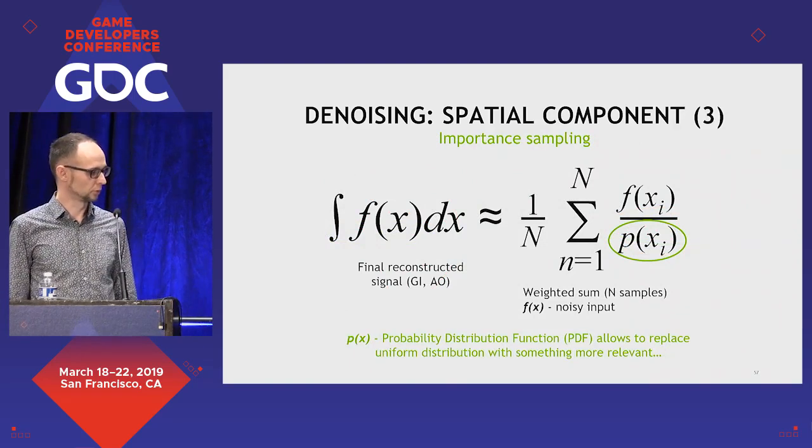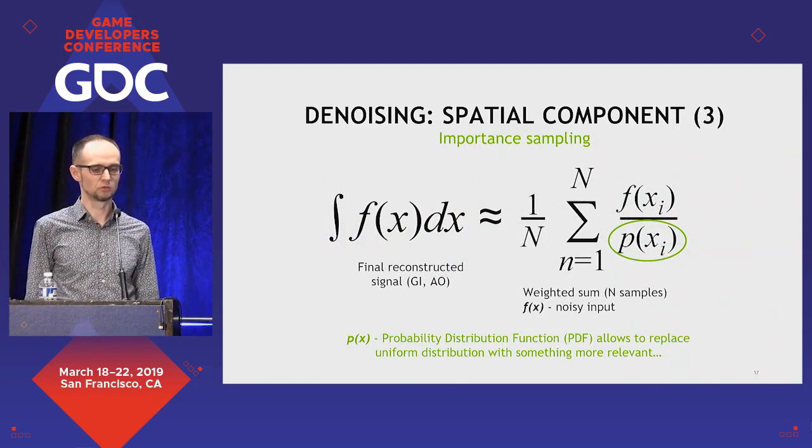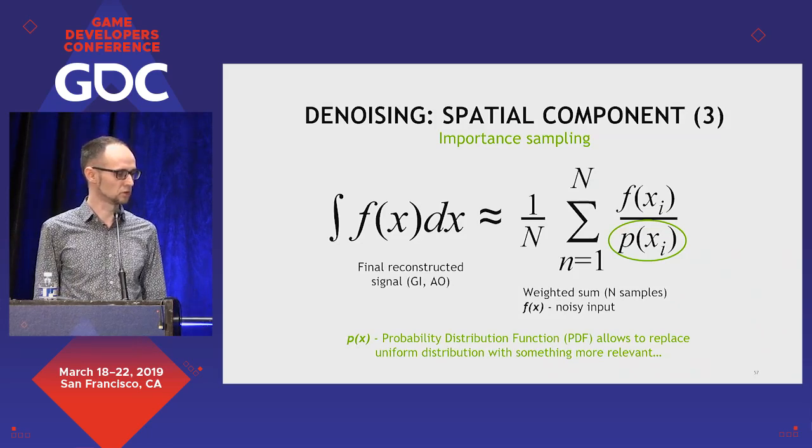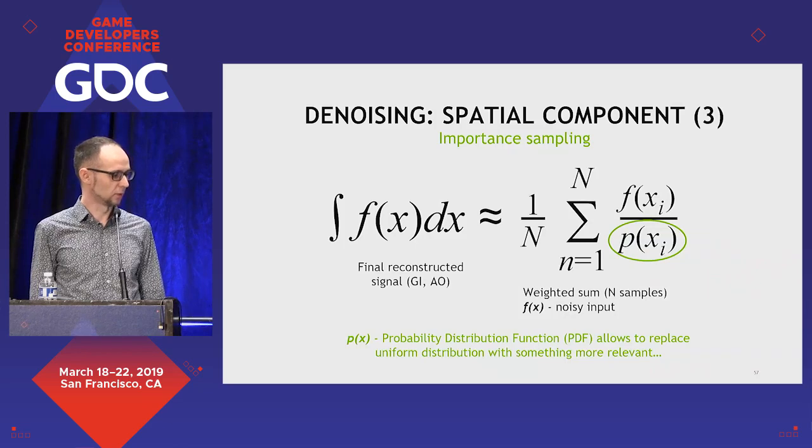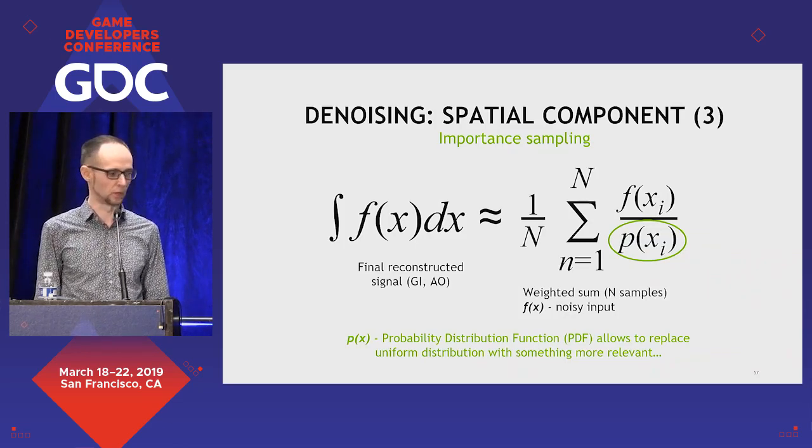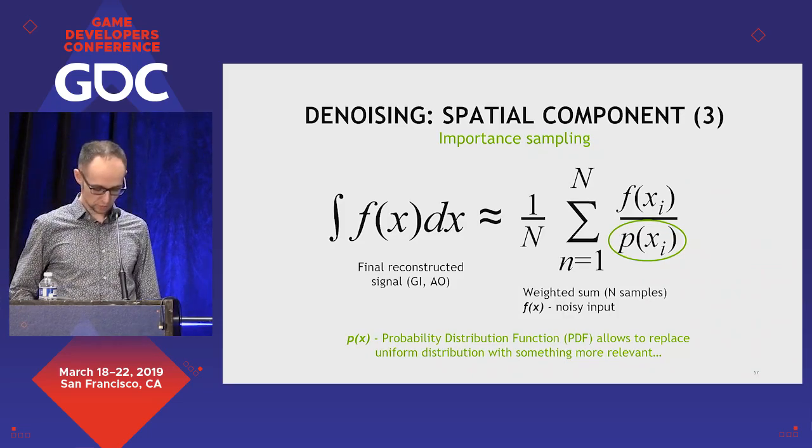Some words about importance sampling. The strict definition of Monte Carlo integration introduces a probability distribution function. It's a bit complicated, but we definitely want to take more samples at locations where sample weight is larger. So what do we need to do to achieve that?